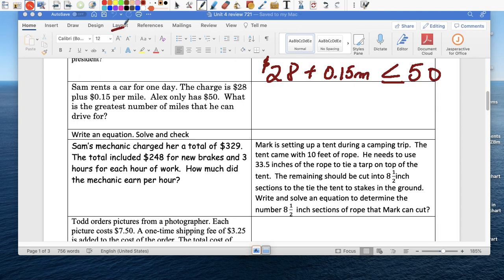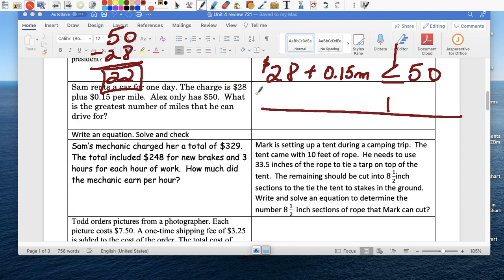Well, I mean, think about it. You have $50, you're going to pay $28 for the car, just for the car rental. You're going to be left with $22. And then you're going to take that and divide by 0.15, and you get the number of miles. So let's do that like this. Minus 28, minus 28. That goes away. 0.15 times miles is less than or equal to 22. And 22 divided by 0.15. I don't know if that's cheap or not.